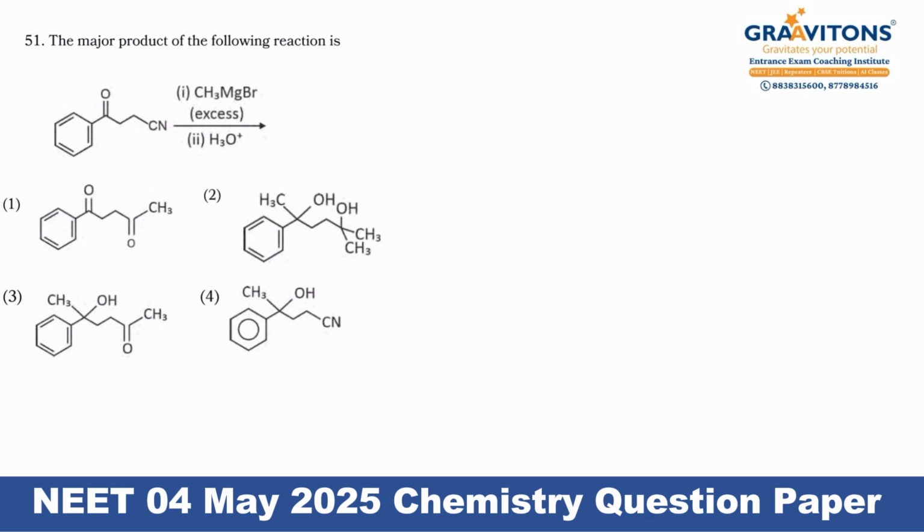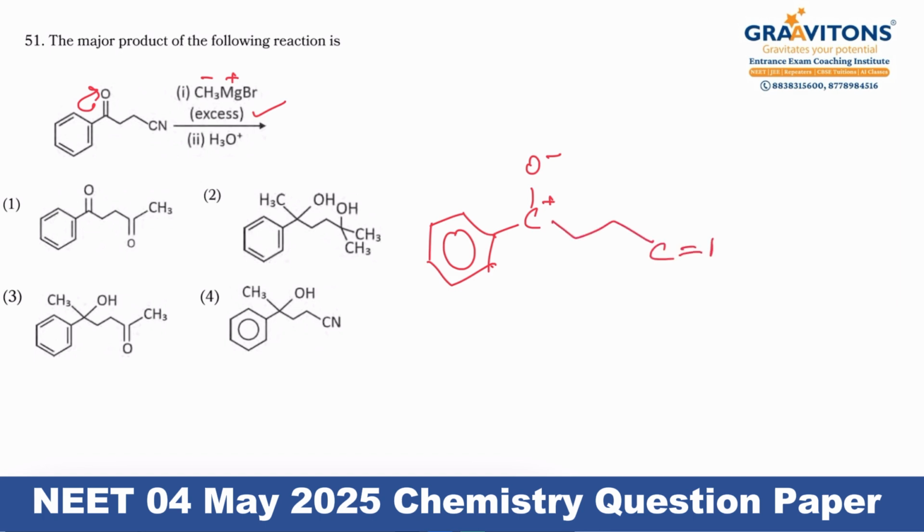We have a cyano group as well as a keto group, and here excess Grignard reagent is given. So we know how this Grignard reagent dissociates, leaving the metal with a positive charge and this alkyl group with a negative charge. When you consider how this attacks both the groups, oxygen being more electronegative, the electron shift will be towards oxygen, and carbon will have a positive charge. Then you have a C triple bond N, where nitrogen, being more electronegative, will have a negative charge and carbon a positive charge.